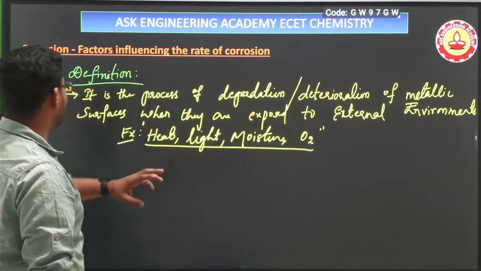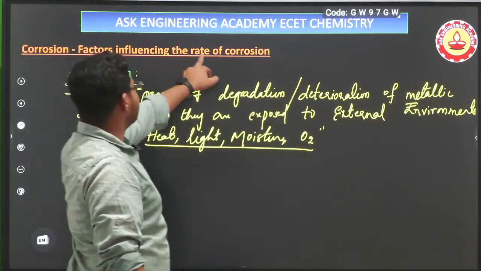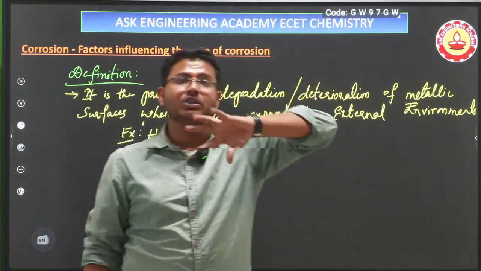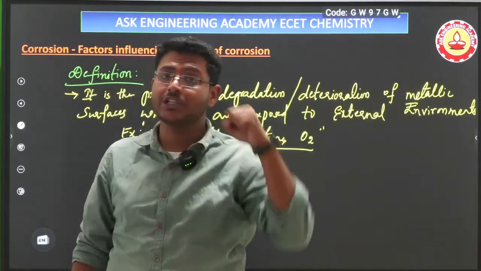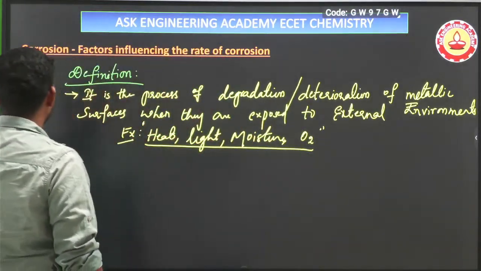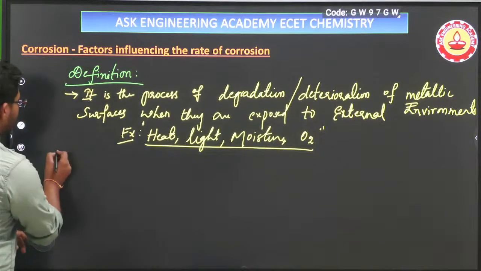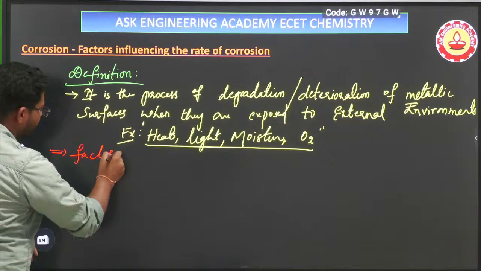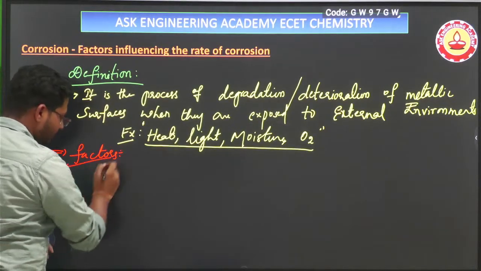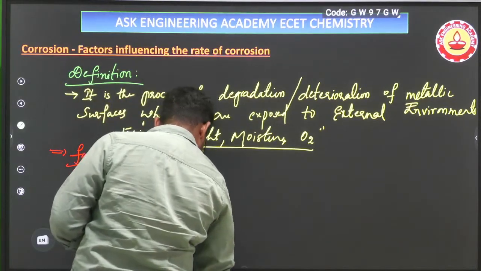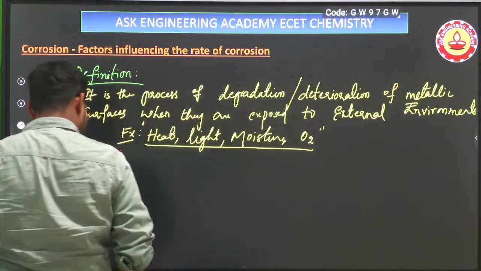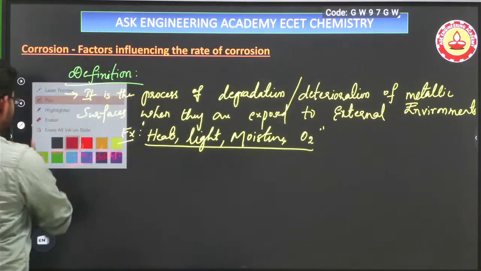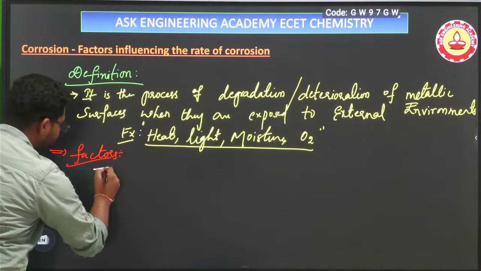Now we are moving on to factors influencing the rate of corrosion. How can corrosion be influenced and what are the factors in it? Now we are moving on to the factors. What are the factors generally used? Factors affecting corrosion: the first and foremost thing is temperature.